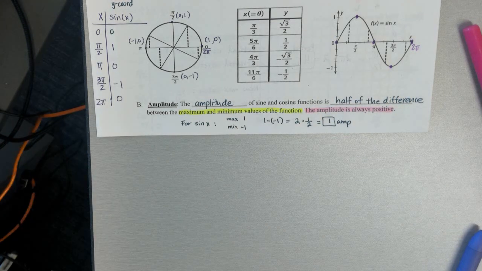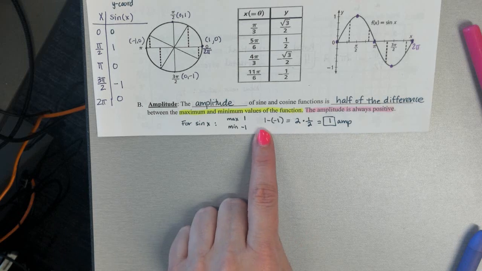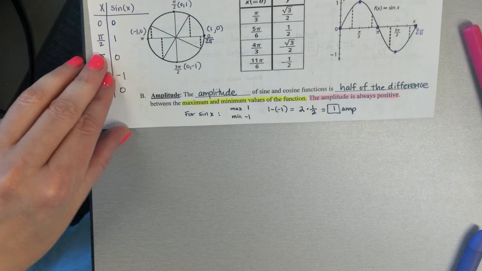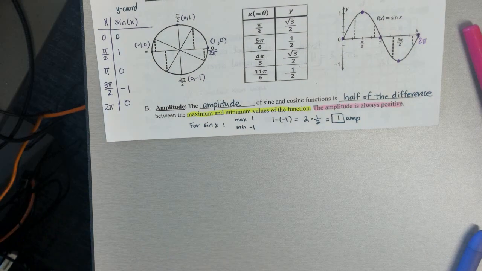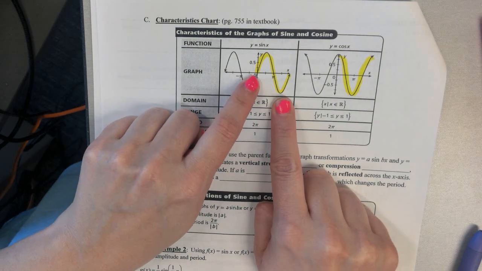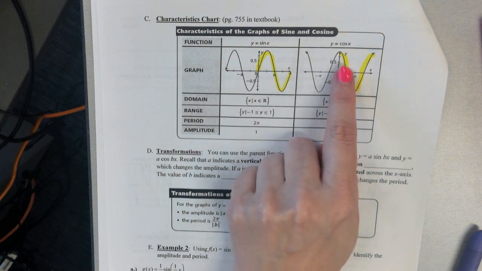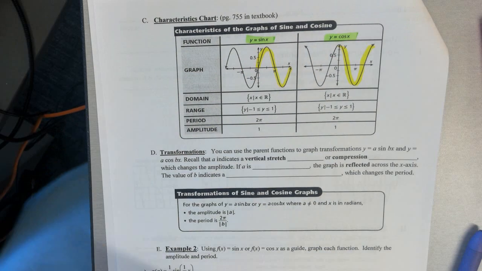There is going to be a shortcut to finding that, but if you just had your graph and not the equation, that's what you would have to do. Subtract the lowest from the highest, and that's going to be your amplitude. Notice it says the amplitude is always positive. One thing I want you to notice on your characteristics chart is this is a full cycle for the sine, and this is a full cycle for the cosine. So you have the sine of x and you have the cosine of x.